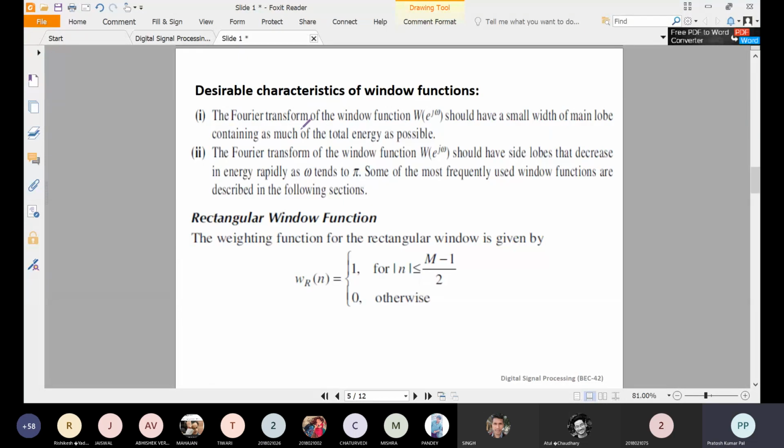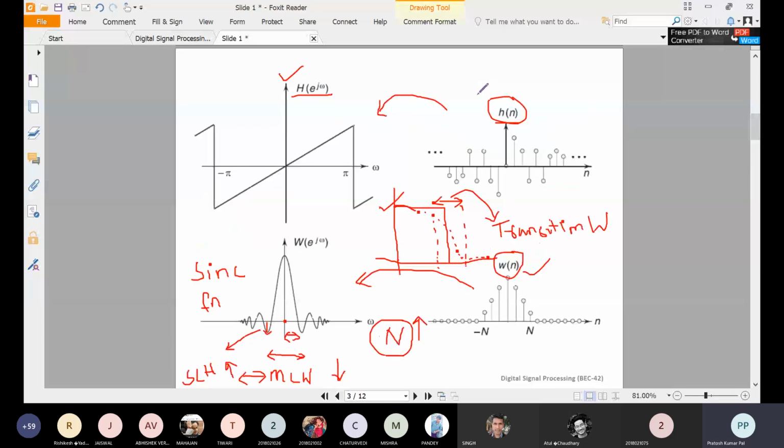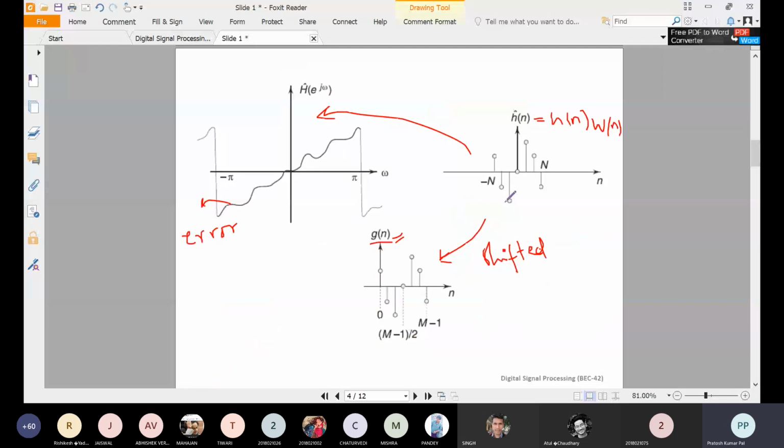Okay. So we will see some of the advantages of a window function. If we are going to use the windowing method, what will be the advantage? One thing you can clear from it is that h of n that we are getting was having an infinite number of samples. We will be multiplying this with the window function that will be having a finite number of samples. After multiplying these two, we will be getting a finite number of samples, h dash of n, and this finite number of samples will be considered as the finite impulse response filter, FIR filter.